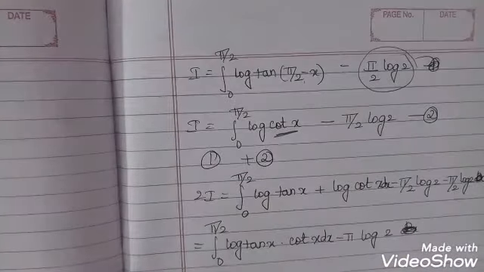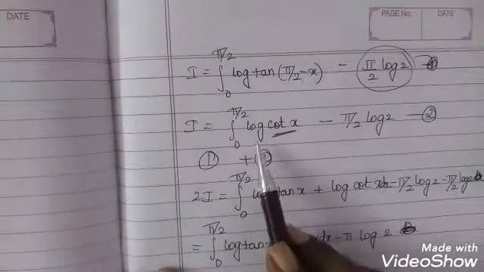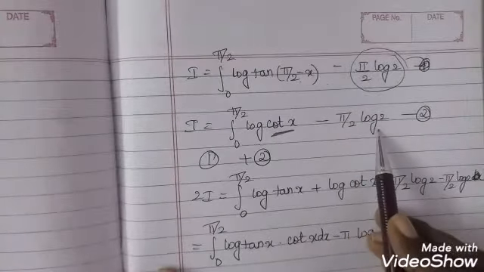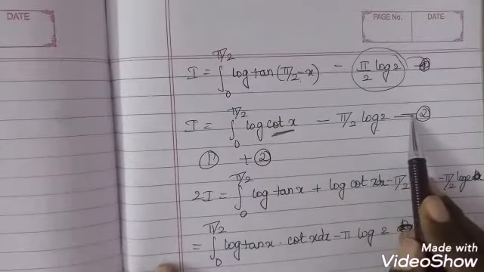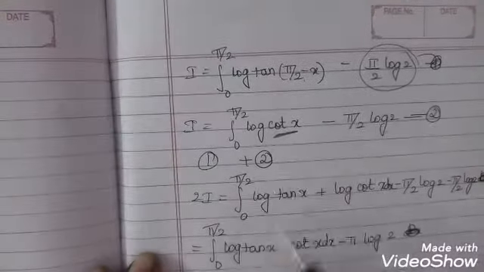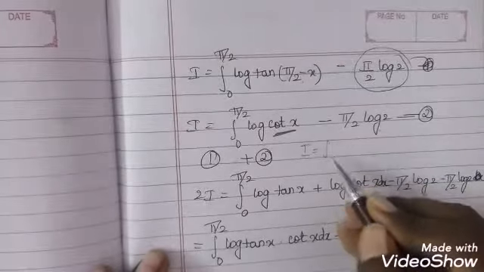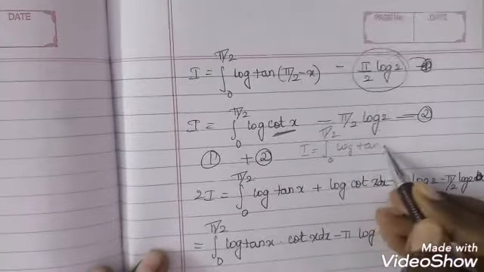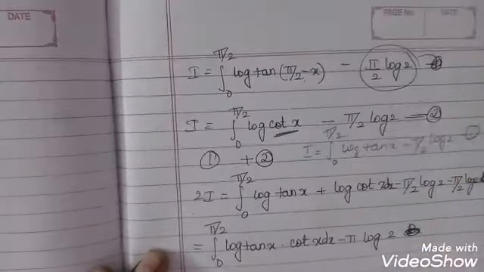Again you know, all silver teacups, the same thing I am using here. So I is equal to the integral over 0 to pi by 2 of log of cot x, minus pi by 2 into log 2. This is what you have here. Got it? I'll mark this as 2. Now I'm going to add 1 and 2. Just for your sake, I'll write what your 1 is: the integral over 0 to pi by 2 of log of tan x, minus pi by 2 log 2. This is your 1.